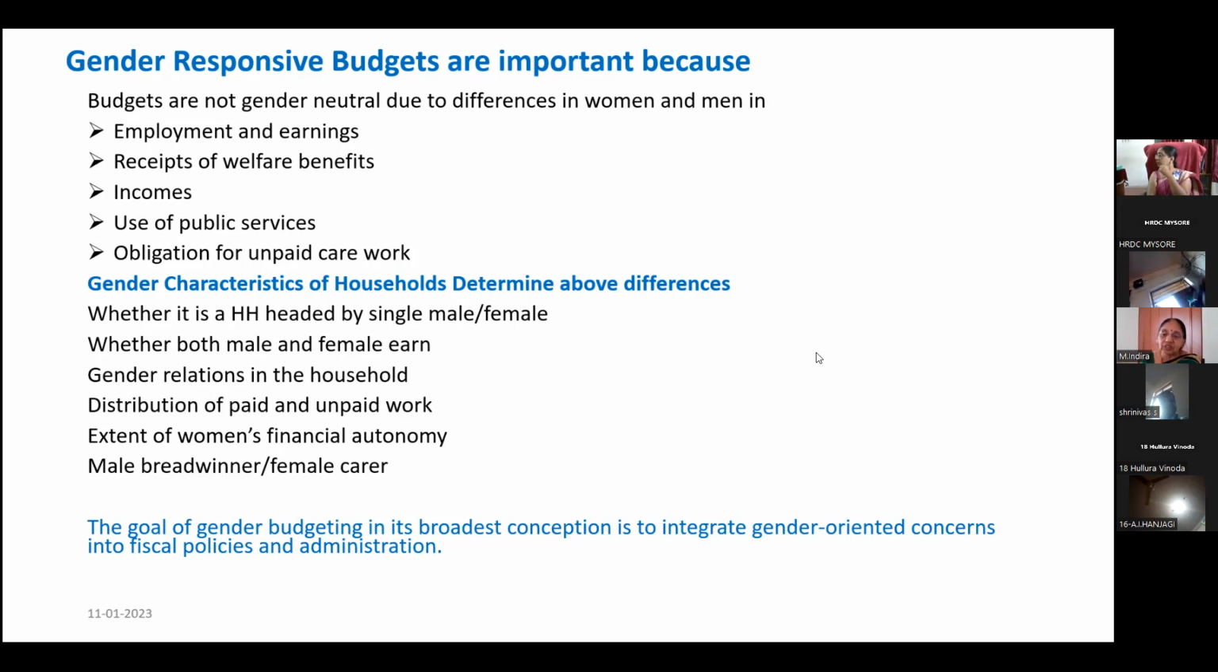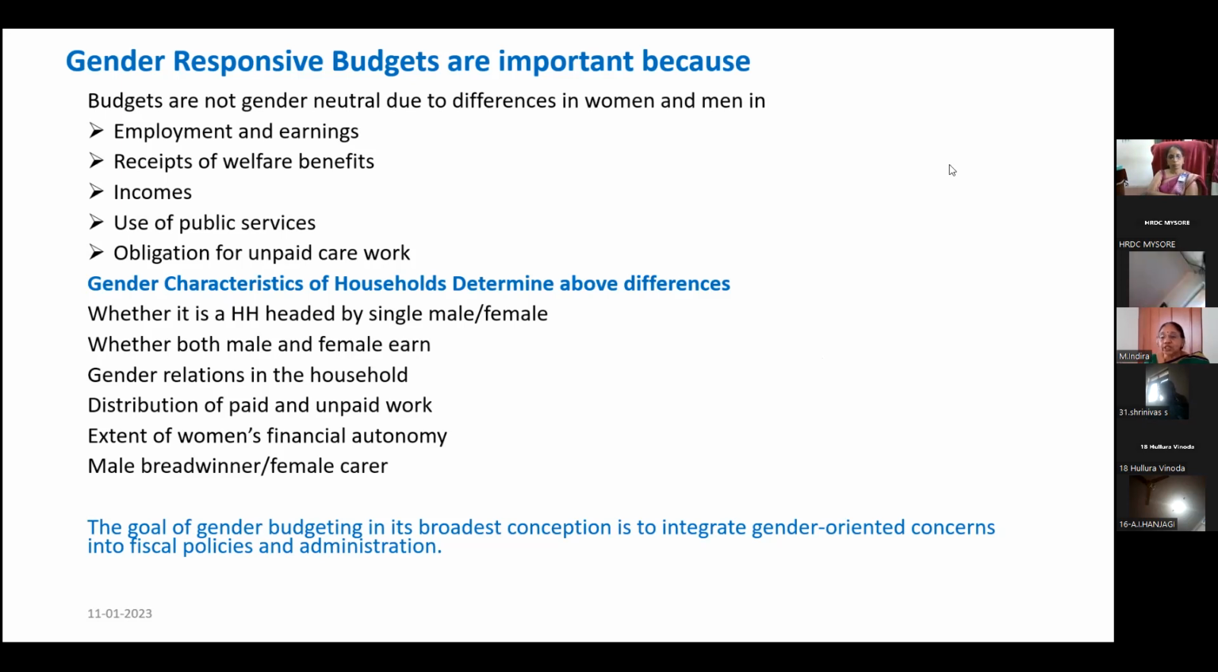And gender relations within the household: whether within the family there is more gender equity or not, and the distribution of paid and unpaid work, whether women are involved in more unpaid work or paid work. Also the extent of women's financial autonomy, and who is the breadwinner. The man is the breadwinner and the woman is the carer. In all these situations, there are differences between men and women. So that is why the goal of gender budgeting is to integrate these things in fiscal and monetary policy.